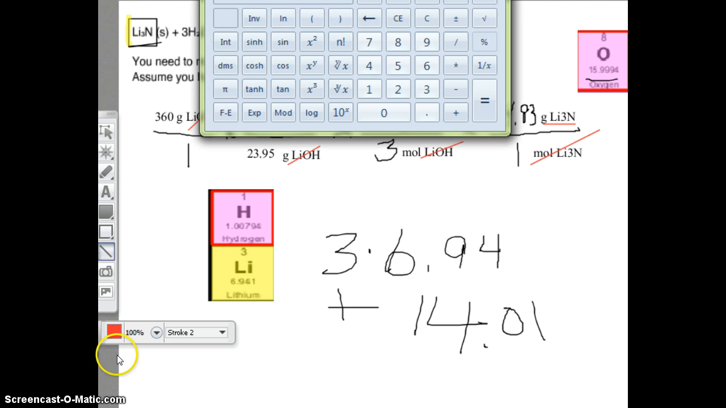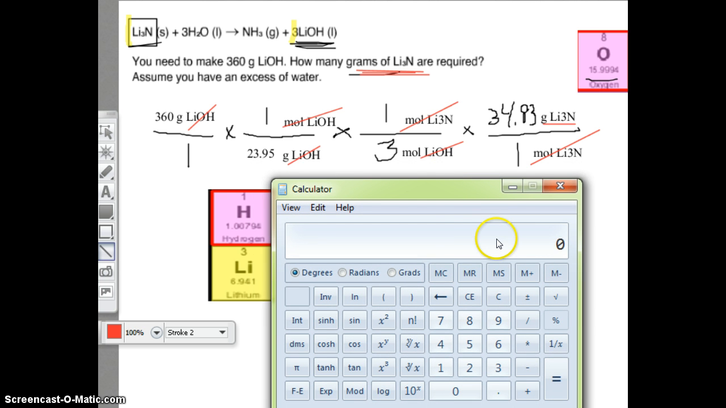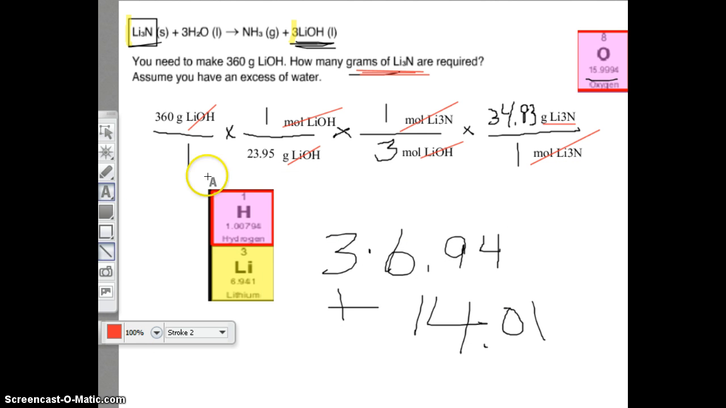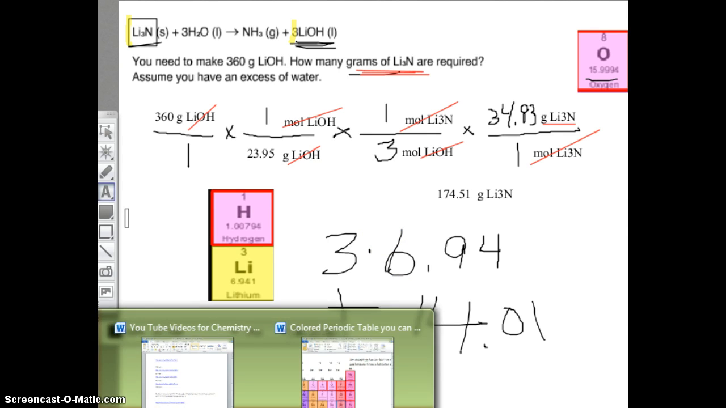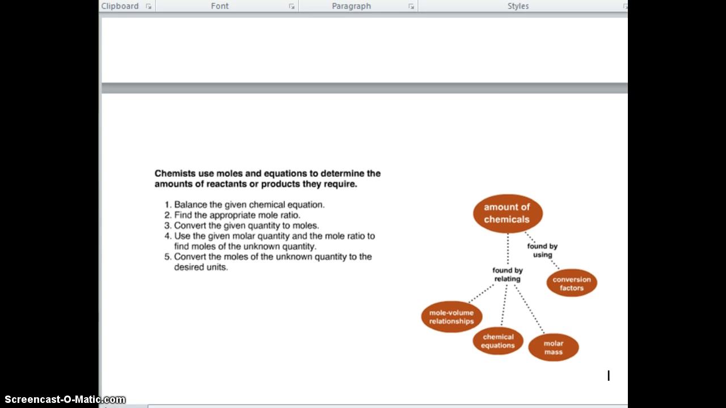So I put it all in my calculator. I put in 360 times 34.83 divided by 23.95 divided by 3. And our answer is 174.51. 174.51 what? What's my unit? Grams of lithium nitride. So again, take a screenshot, hit pause, whatever you need to do to get that in your notes. And then the last thing for your notes is actually the last slide.